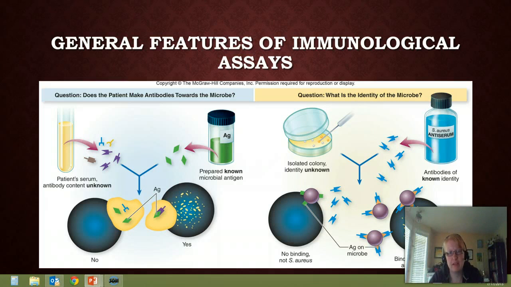So there's 2 different keys to this. It's really important to understand that antibodies are really the key to most of these immunological assays. And I'm not going to go through all the immunological assays that are in your book. I'm just picking out the big ones for you. But if you have questions about any of the ones that they briefly mentioned, please let me know.